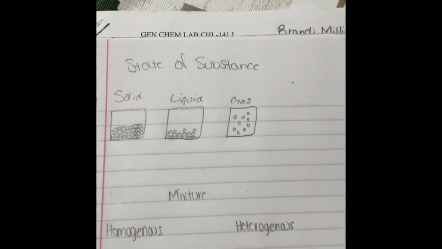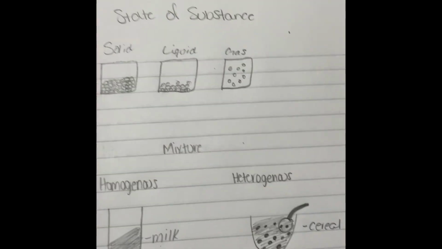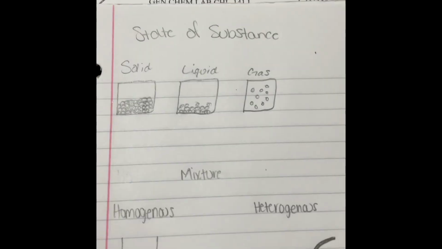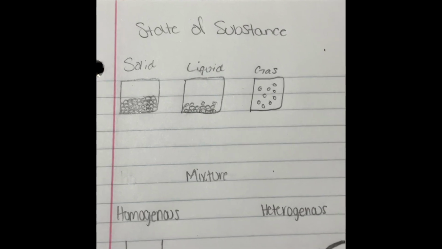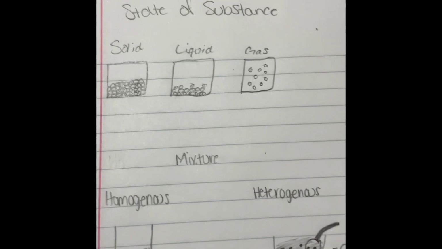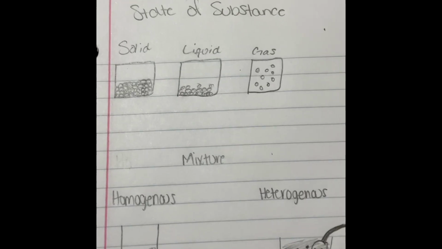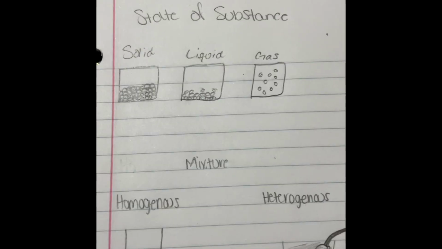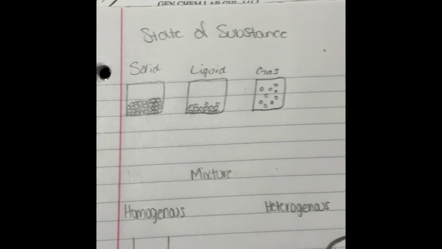So first, I'll be starting with the states of substance. As you can see, there are three types of states of substance: solid, liquid, and gas. With solid, you can see how the little squares are tightly put together. There really is no space for them to go anywhere. They're all stuck together, and an example of a solid would be ice, because ice is rock hard, it doesn't move.